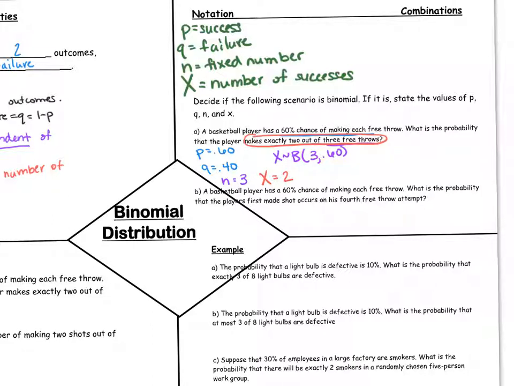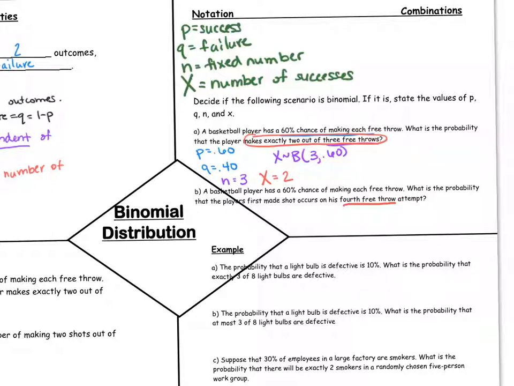Is there a probability of success or failure here? Yes. What's the probability of success? 0.6. What's the probability of failure? So is that different? No. Next thing. Will one shot affect another shot? Yes or no? No. So the independence factor is not different. Everybody got that? But then the question asks us, what's the probability that his first made shot occurs when? On his 4th free throw.